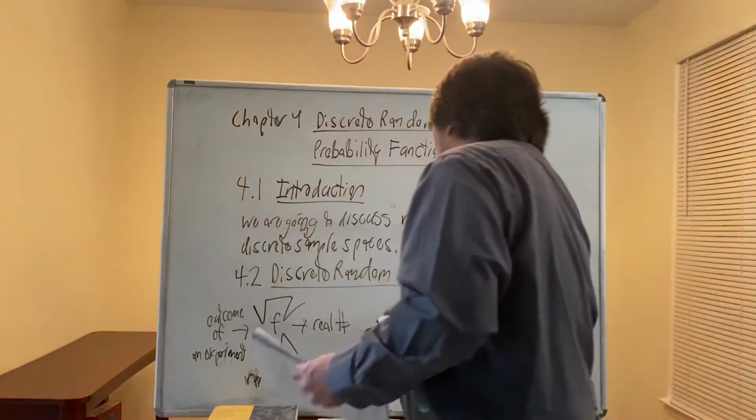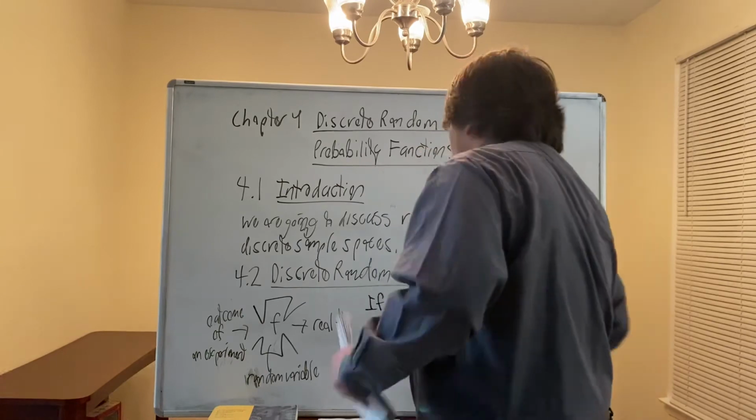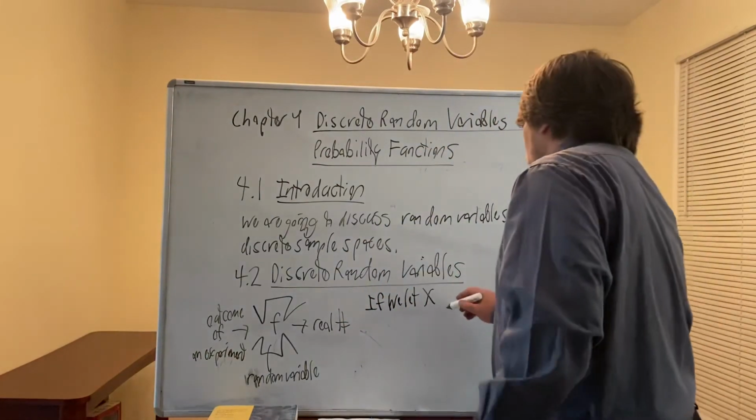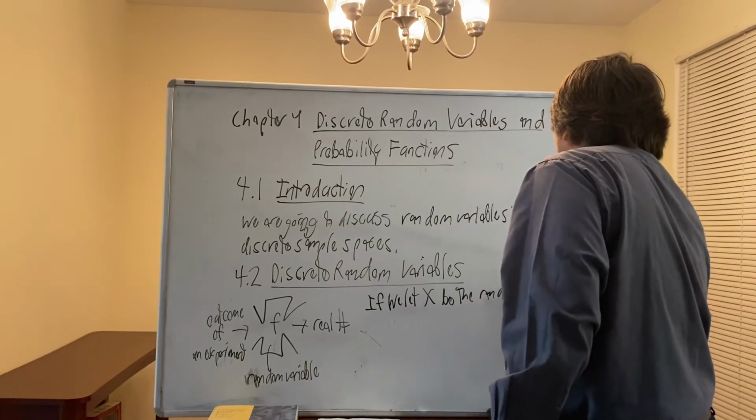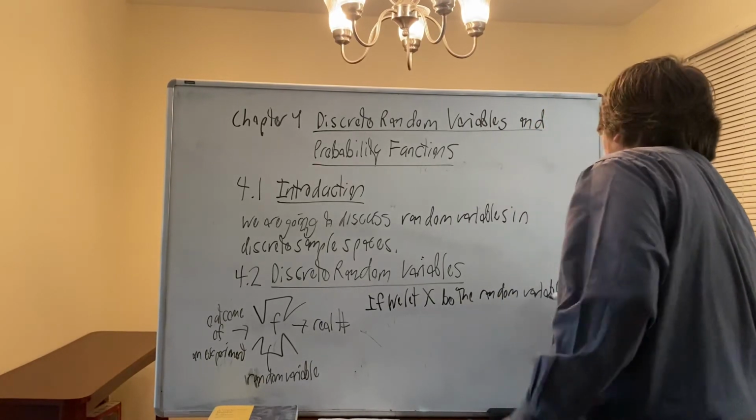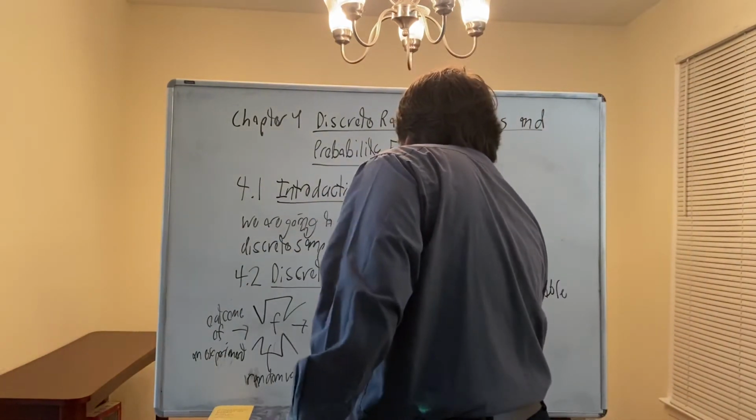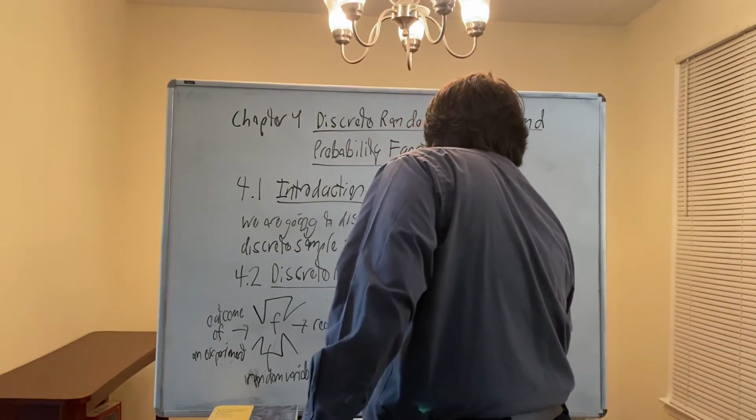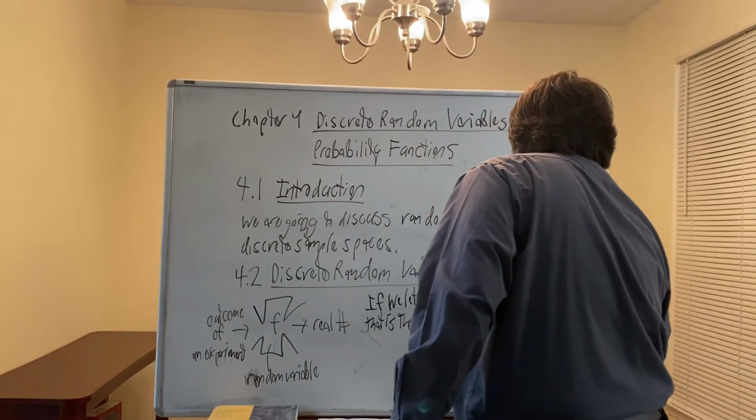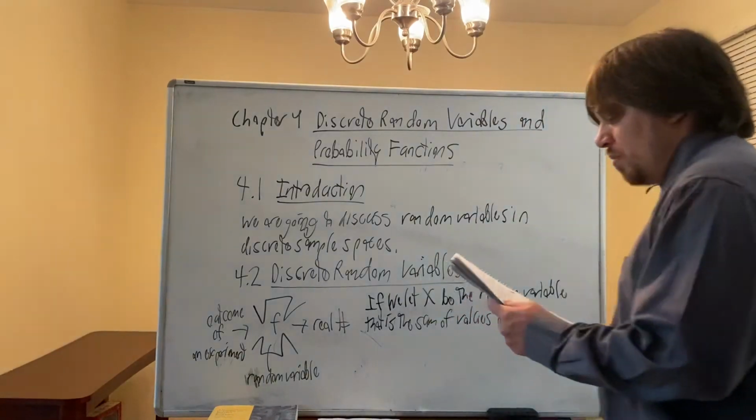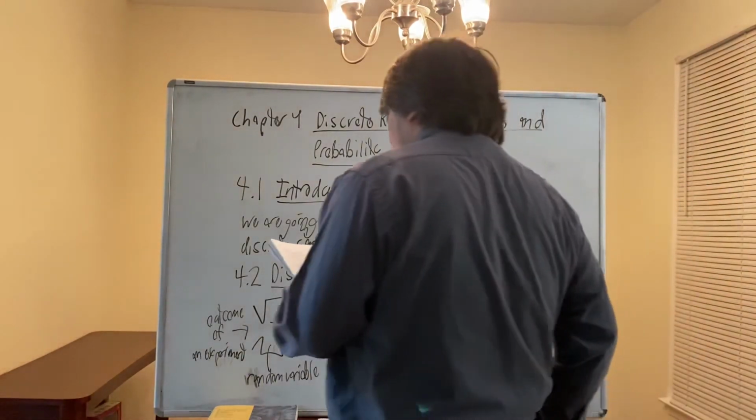Okay, so if we let capital X be the random variable that is the sum of the values on two dice, then X assigns the value of 4.